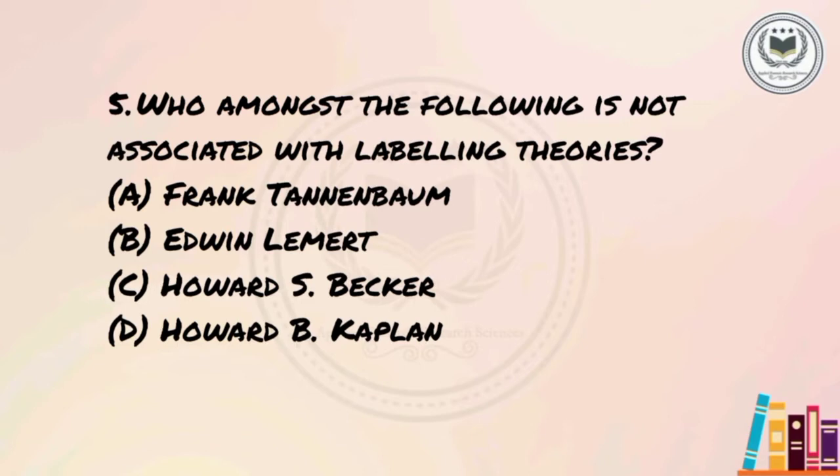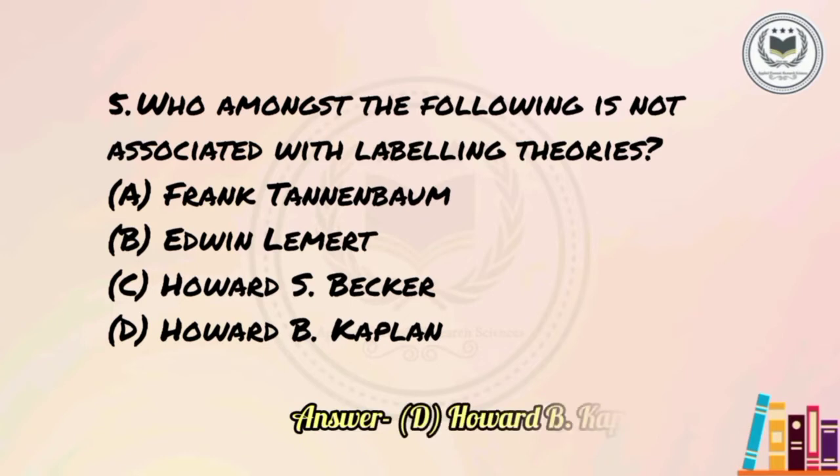Now next MCQ, that is fifth: who amongst the following is not associated with labeling theory? And the options are option A Frank Tenenbaum, option B Edwin Lambert, option C Howard S. Becker, and option D Howard B. Kaplan. And the correct answer is option D Howard B. Kaplan.